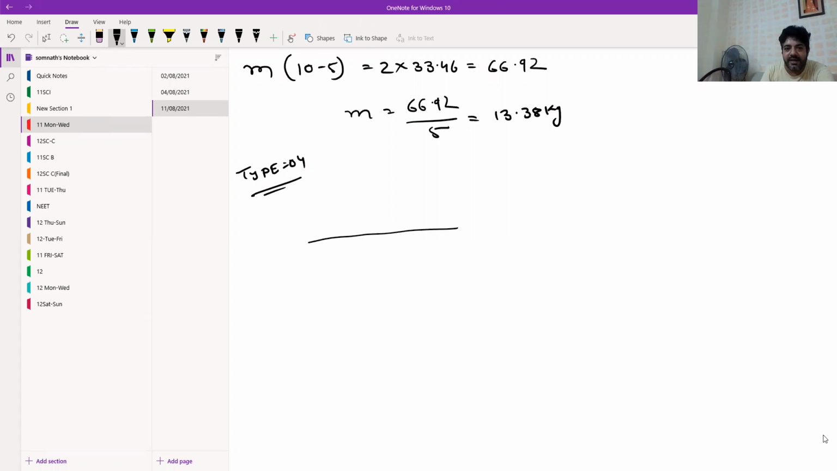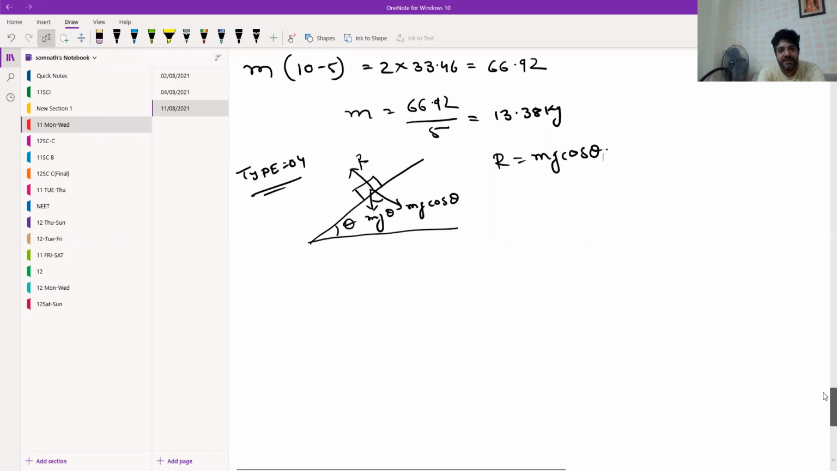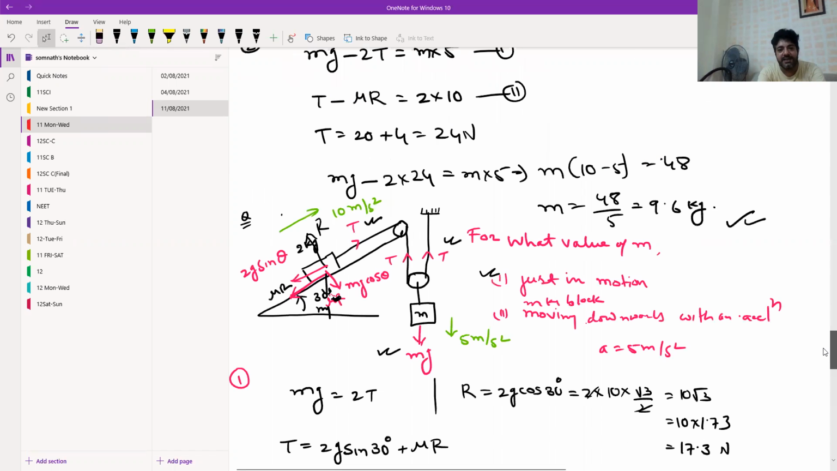In case of an inclined plane, if you put a block, just now we saw that mg is acting downward. This is theta. mg cos theta, this is the normal reaction. Yes or no? So in this inclined plane, normal reaction is mg cos theta. Yes or no? Yes, sir. And related to that, we just saw a numerical just now, the question related to that inclined plane, where R is mg cos theta and the frictional force is mu R.